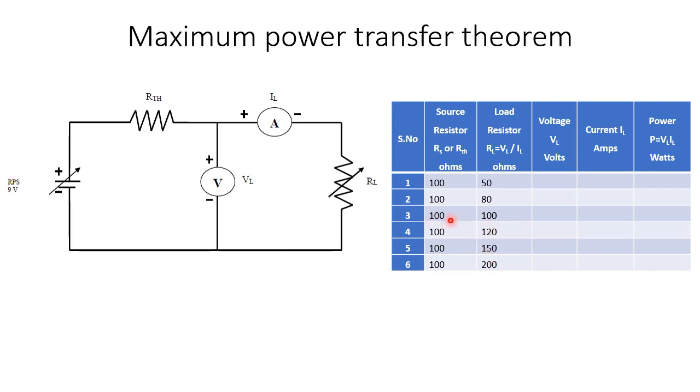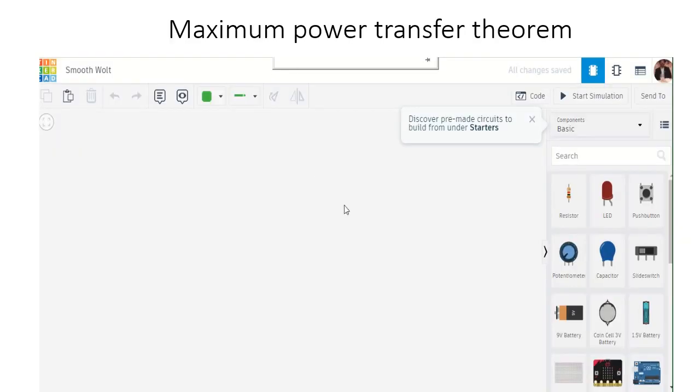The serial number 3, 100. At this time we should get the maximum power, and we are going to measure the voltage, measure the current, fill in the table, and then calculate the power. So as per our maximum power transfer theorem, when the source resistance is 100 and the load resistance is 100, we should get the maximum power. Okay, now let's verify using TinkerCAD.